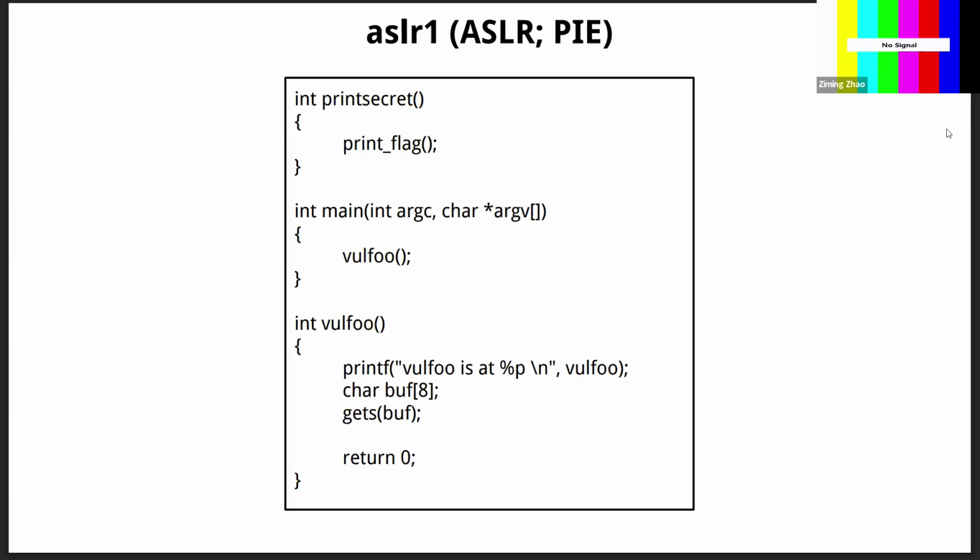The problem here is you need the address of print secret and print flag, but you don't know the address. Previously, you would use GDB to debug and figure it out, or you do static analysis. Here, you don't know the address anymore. But we're giving you some hint. We're telling you where valfoo is. Okay? So how can we use that information?